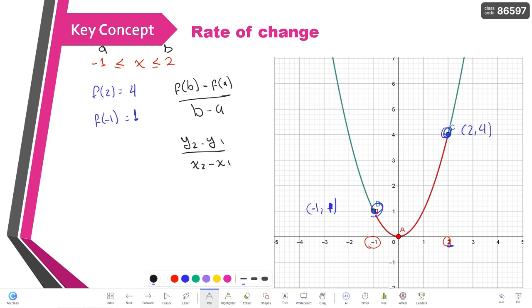So to find the rate of change, we just substitute the value of f of b, which is 4, minus the second value, which is 1, over 2 minus -1. So this is the starting point and the ending point. This would be 3 over 3, which is equal to 1. This is how you calculate the rate of change over a specific interval on the graph of a quadratic function.